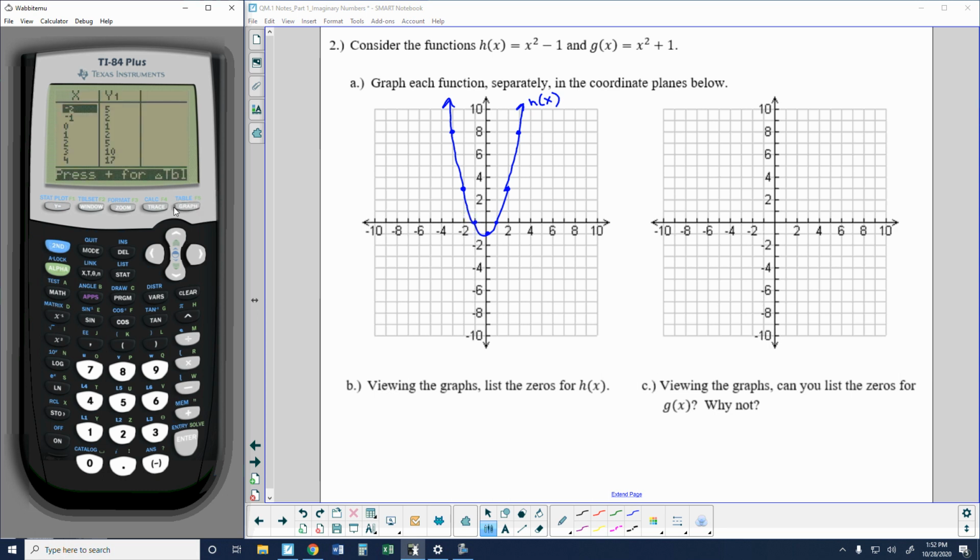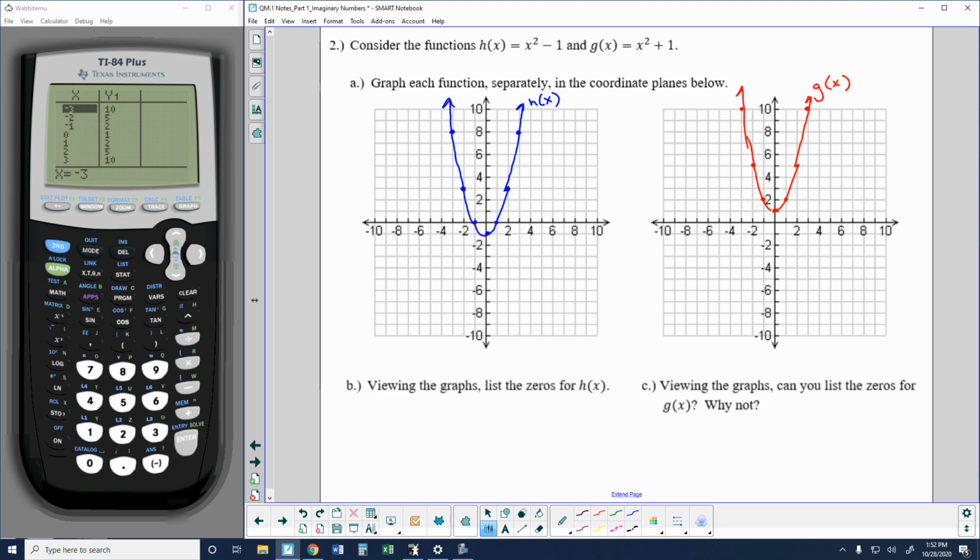If I take a look at the table, I can again use the table to help me plot some points. So I would have (-3, 10). I'm also going to have (3, 10). I'm going to have (-2, 5), also (2, 5). I'm going to have (-1, 2), also (1, 2). And then I'm going to have (0, 1). And I can sketch in this parabola. And there we have g of x and h of x on our two coordinate planes.